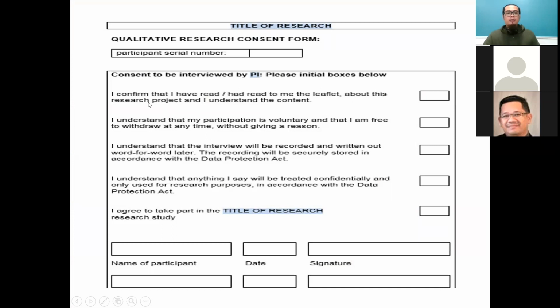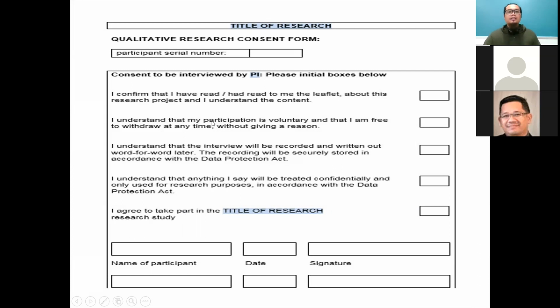Please initial the box below. I confirm that I have had read to me the leaflet about this research project and understand the contents. I understand that my participation is voluntary and that I am free to withdraw at any time without giving a reason. I understand that the interview will be recorded and written out word for word later. The recording will be securely stored in accordance with the Data Protection Act. I understand that anything I say will be treated as confidential and only used for the research purpose in accordance with the Data Protection Act. I agree to take part in the research study.